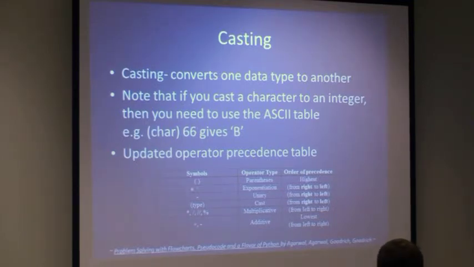So the modified table is like this. Always do the parentheses, then the exponentiation, then unary minus, and then type conversion. This we've not discussed, which I'll discuss right now in a minute. Then come the multiplicative symbols, then addition and subtraction.